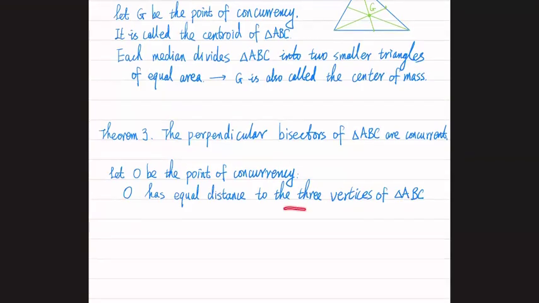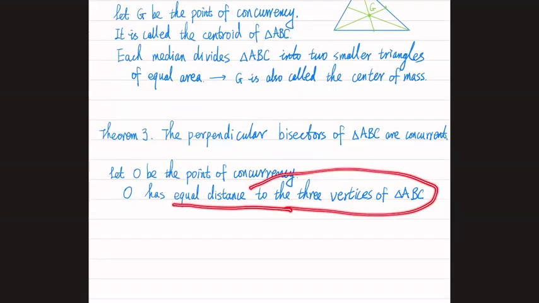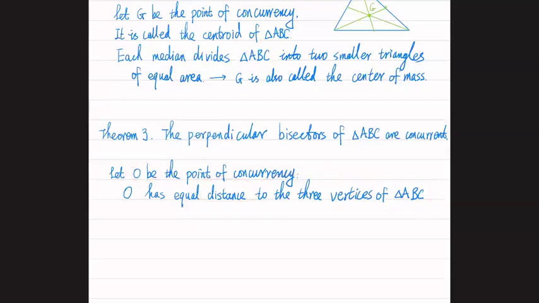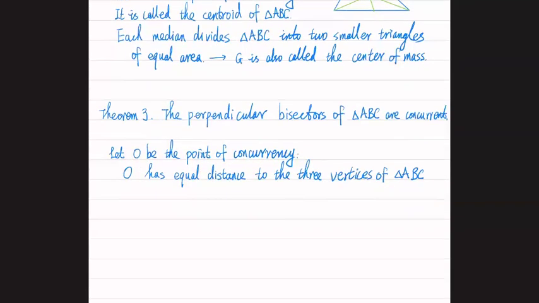Because of this property, we can draw a circle centered at O with this distance as the radius. This leads to our definition of circumcircle, circumcenter, circumradius.